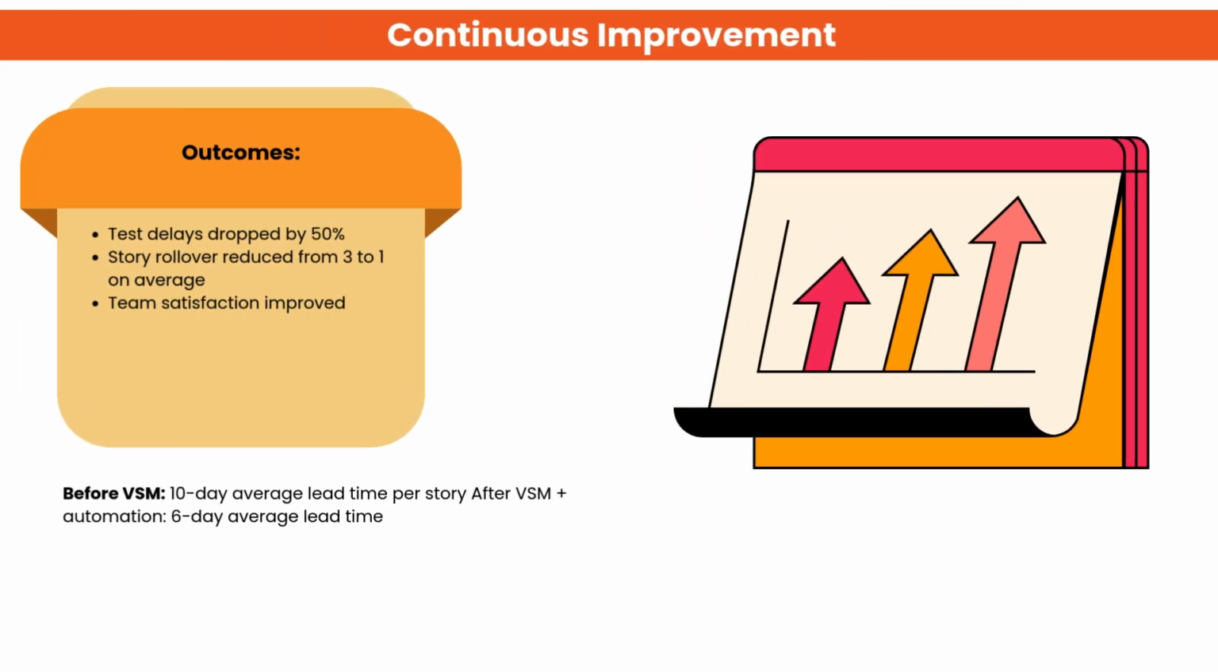This slide summarizes the outcomes of continuous improvement efforts. Key results include improved cycle time, reduced testing delays, and better customer and business confidence. It shows how consistent inspect and adapt practices lead to measurable productivity and quality gains.